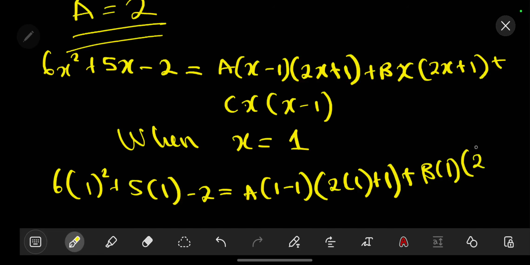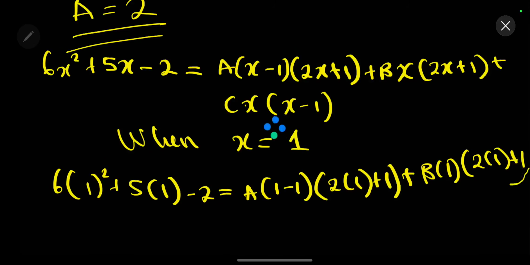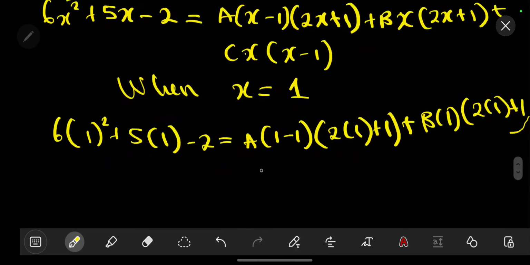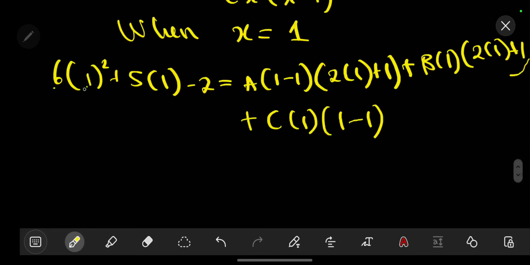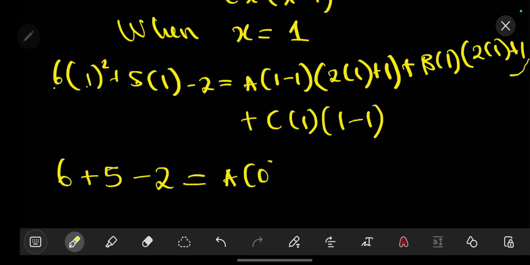Then we have our 2, where x is, we have 1 plus our 1, like that. Then, when we do that, we are going to say plus our c, where x is, we put 1 times 1 minus 1. So this is going to give us 6 times 1 squared, which is still 6. 5 times 1 will give us a 5. Then we have minus 2 should be equal to, we have 1 minus 1, so we have a 0 there.